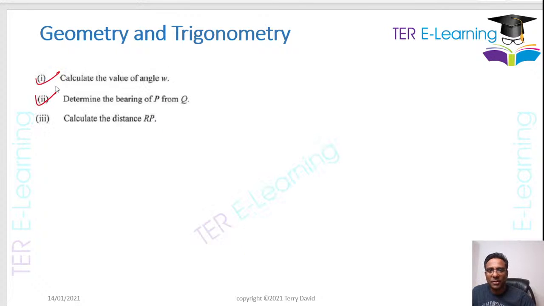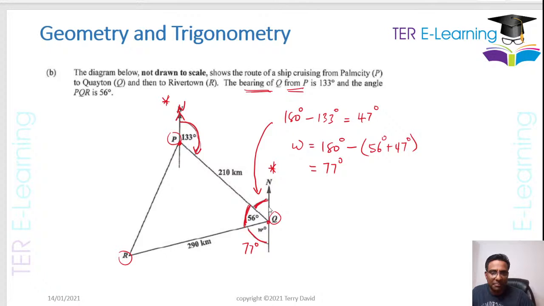The next thing they want us to work out, determine the bearing of P from Q. So look at the language again, the bearing of P from Q. Now the from Q is where we're going to draw your north line. So draw my north line at that point. Let's see which angle they want us to work out here. We are drawing our north line here at Q, and the bearing of P from Q is this angle that they want.